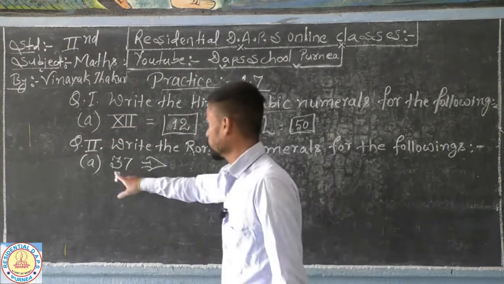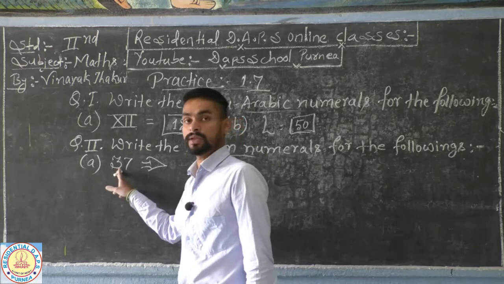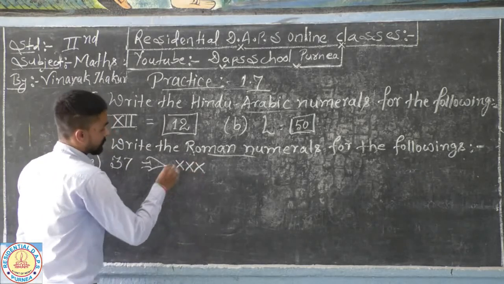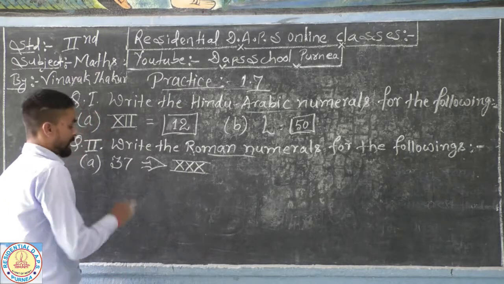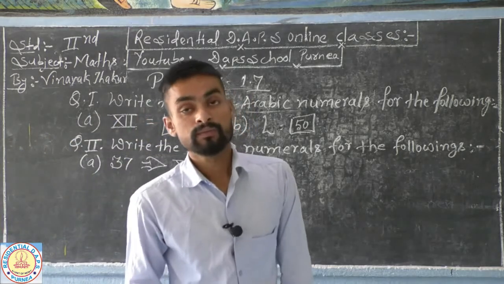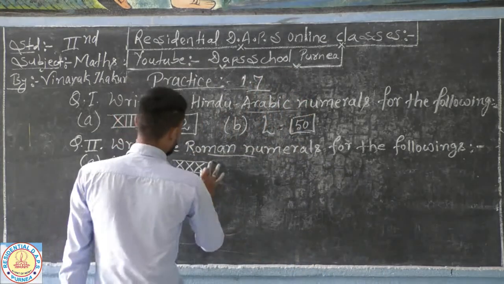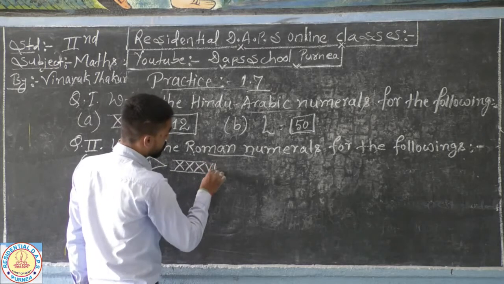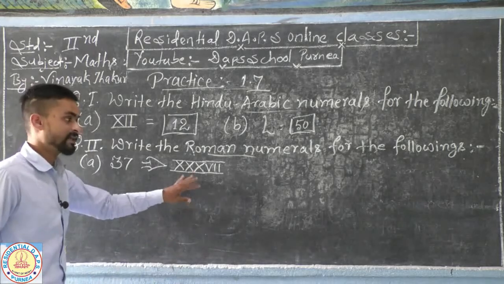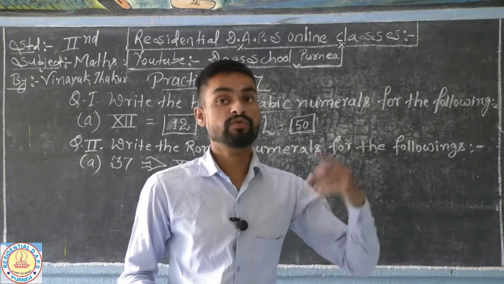At first you have to write the Roman numeral of 30. The Roman numeral of 30 is XXX. This is the Roman numeral of 30. And after that 7 is given. So what is the Roman numeral of 7? VII is the Roman numeral of 7. So with it you have to add VII. This is the Roman numeral of 37. So guys, like that you have to write all the Roman numerals of your question number two. I'm going to the next one.